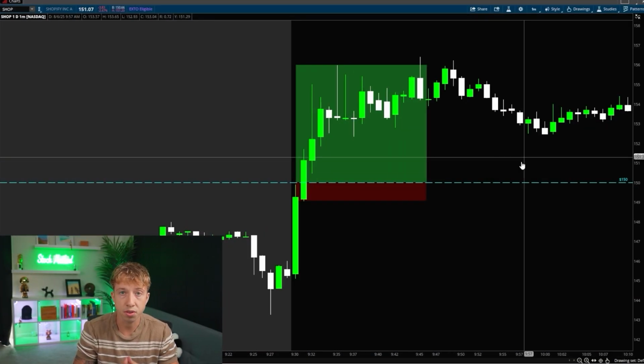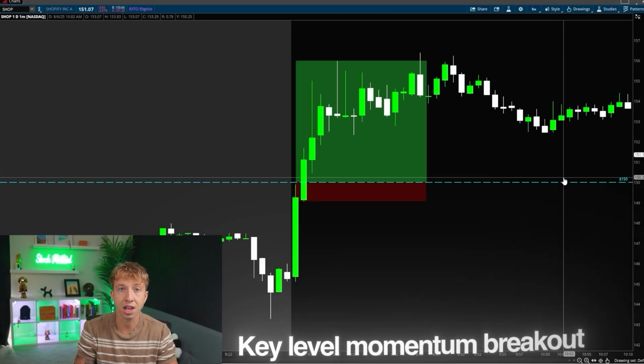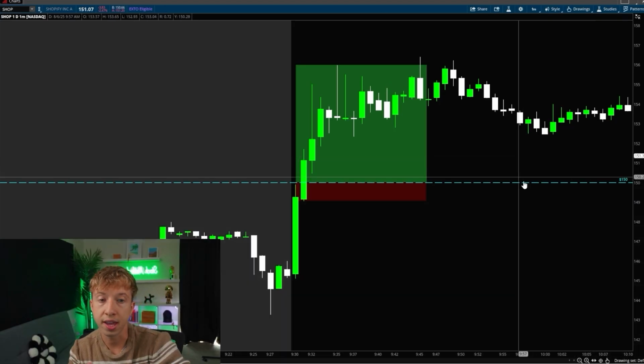Before anything, let me show you what this setup looks like. All it is, is just a simple key level momentum breakout. So let's start by looking at a trade that I took the other day.